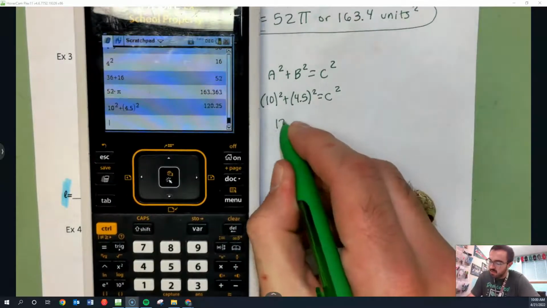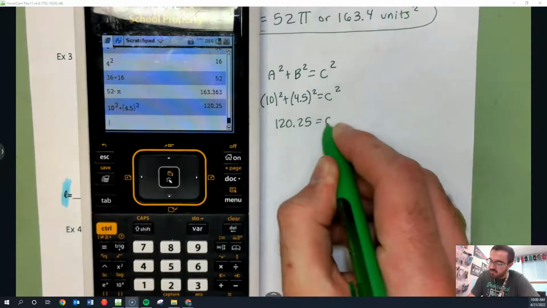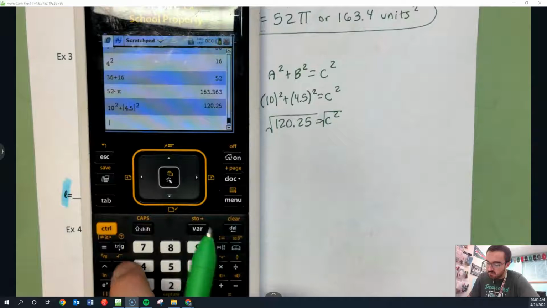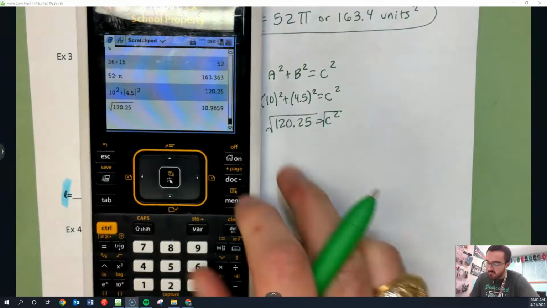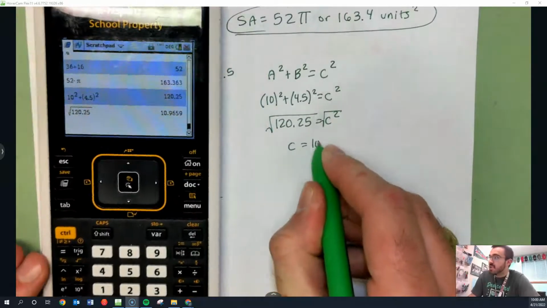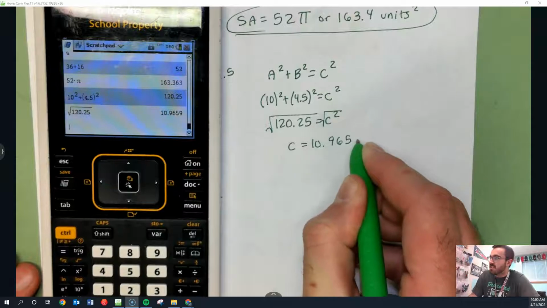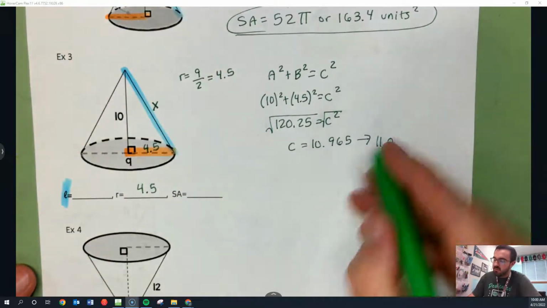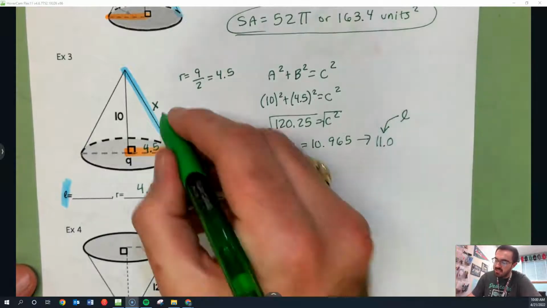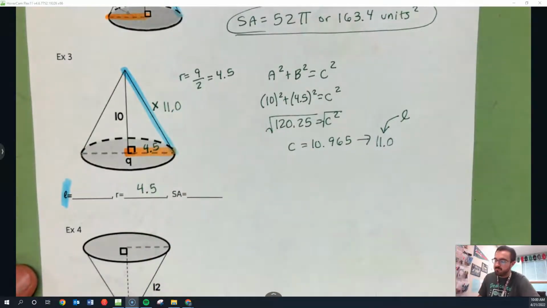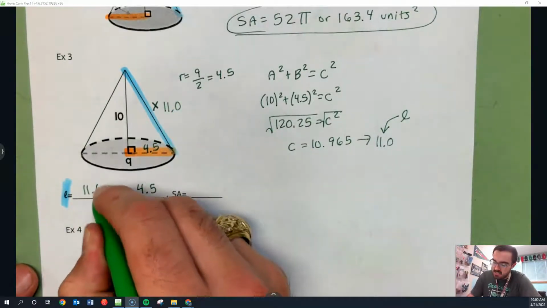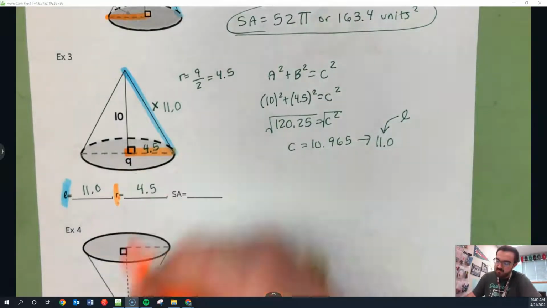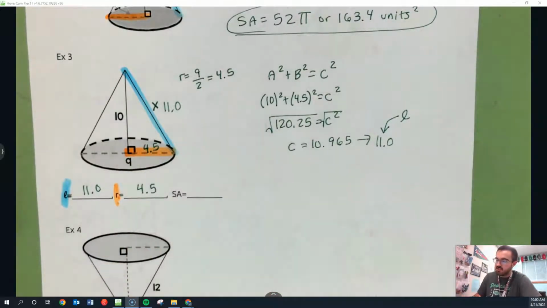When you put that in the calculator, you get 120.25 equals c squared. Find the square root of both sides. Square root of 120.25. C is going to equal 10.965, which essentially is 11.0. So after all that work, we now know our slant height is 11.0. We know our radius is 4.5. So let's plug it in to find our surface area.